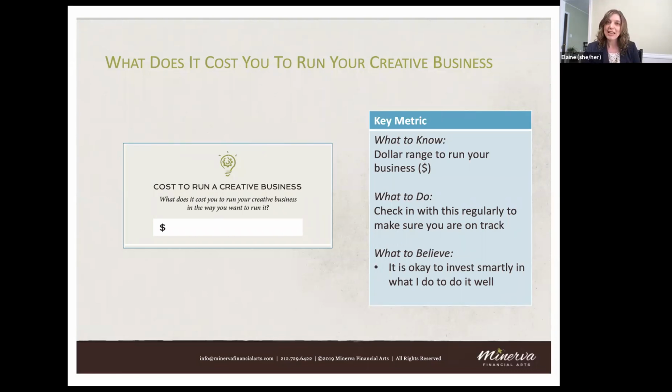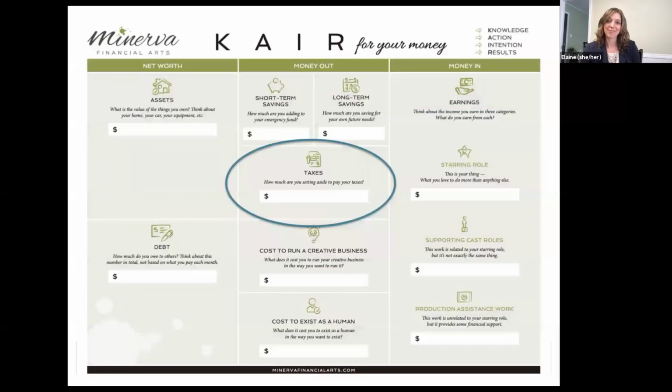But it is okay to invest smartly in running your business effectively, even if that includes investing in things that we would call overhead expenses or administrative expenses, because it is very important that you are running your business well so that you can do your best work.